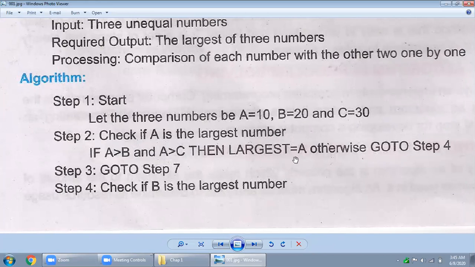What will be our next step? Check B. If B is the largest number, without showing the next page, I want to ask what will be the required condition. The required condition should be: if B is greater than A and B is greater than C, then largest is B. Otherwise, go to the next step, meaning step 6.